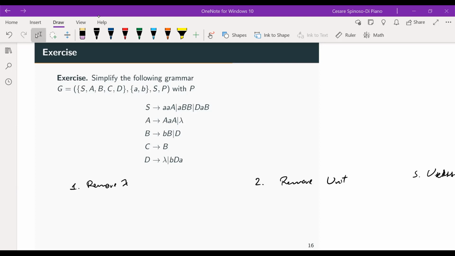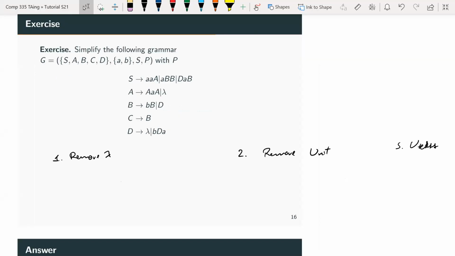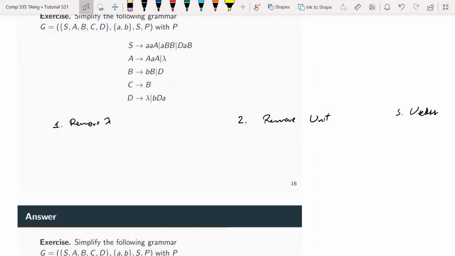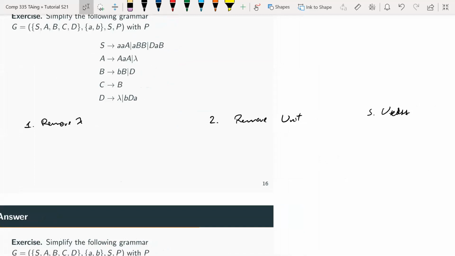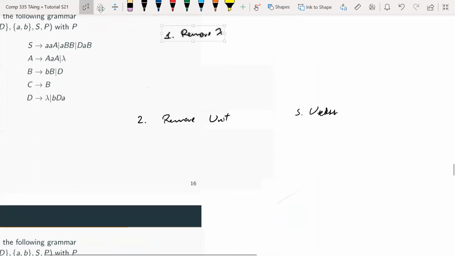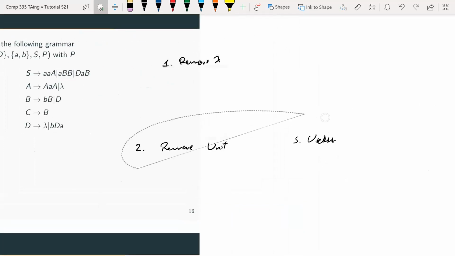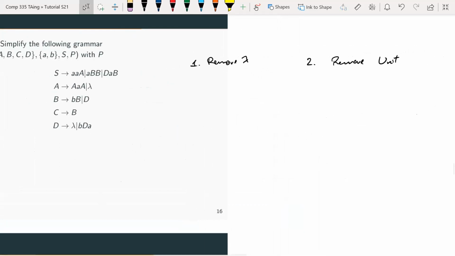Alrighty, so hopefully you had some time to start this exercise off. So there are a couple of steps here. Of course, remember you needed to respect the order that I just wrote here. I'm actually going to move this here. Okay. All right. So I wanted to first remove lambda productions and nullable variables, right?